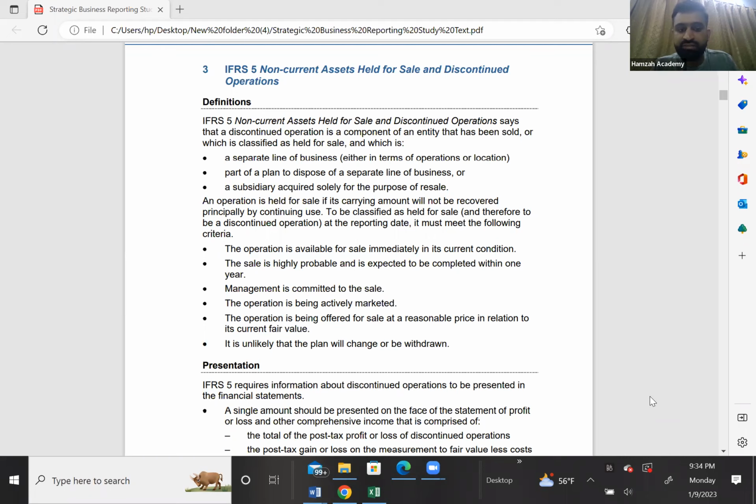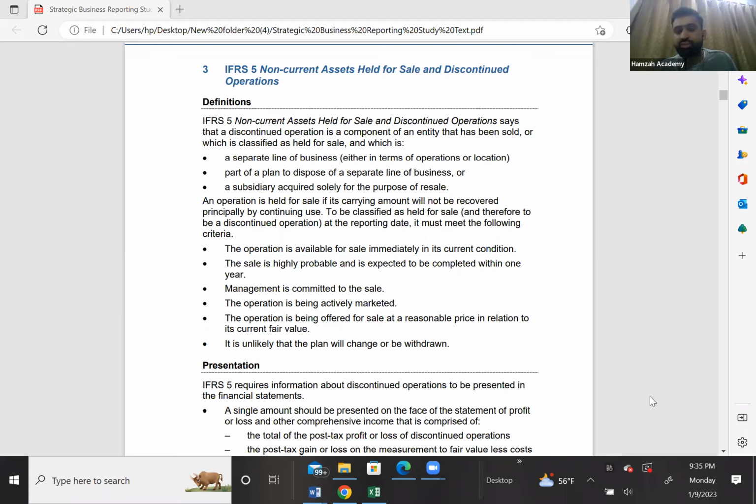IFRS 5 defines that those non-current assets whose recoverable amount will derive from fair value less cost to sell rather than value in use. Or we can say such non-current assets whose value in use is zero and the recoverable amount is totally dependent on fair value less cost to sell are known as assets held for sale. And number two, IFRS 5 discusses discontinued operations.